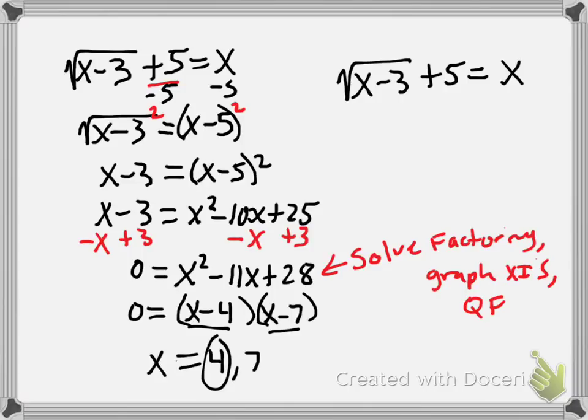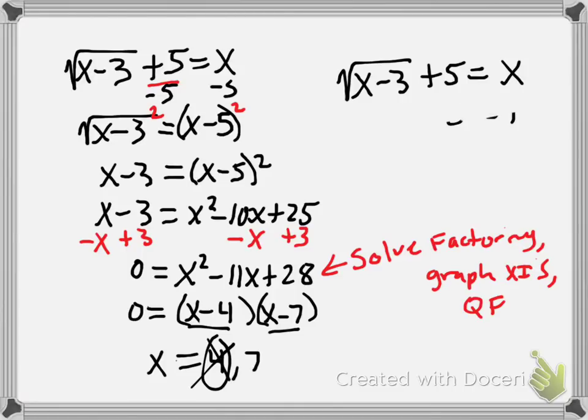If I were to plug in 4 for x, I'm just going to figure out what each side is. This side's easy, that side's 4. If I plug in 4 for x on the left side, 4 minus 3 is 1, square root of 1 is 1, 1 plus 5 is 6. Does 6 equal 4? No. So that 4 is an extraneous solution. That's not actually one of my solutions.